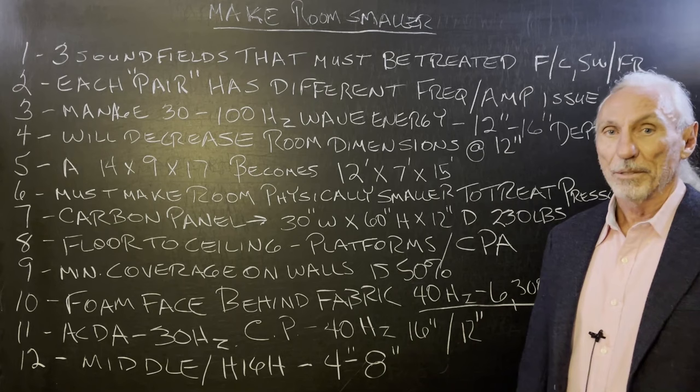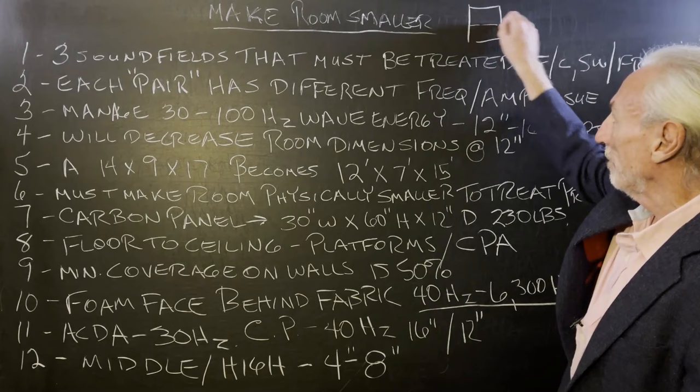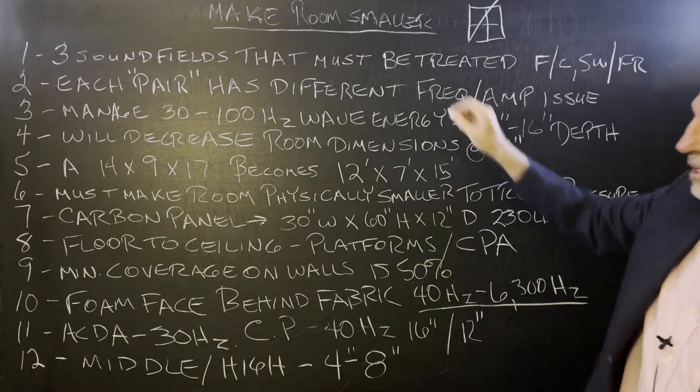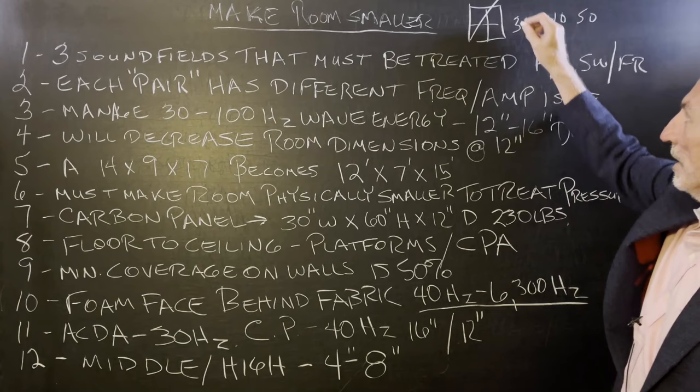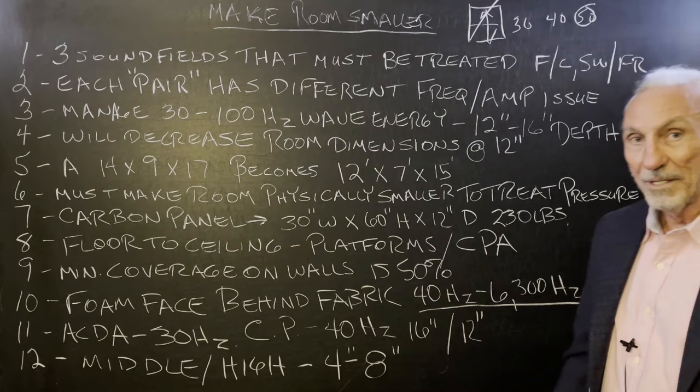And here's why. Because we have those three sound fields, remember, in a room. We have width, height, and then the length. And each one of those has a different frequency and amplitude problem. One wall could have 30 hertz. One wall could have 40. One wall could have 50. You could have 50 floor to ceiling. There's a nightmare.